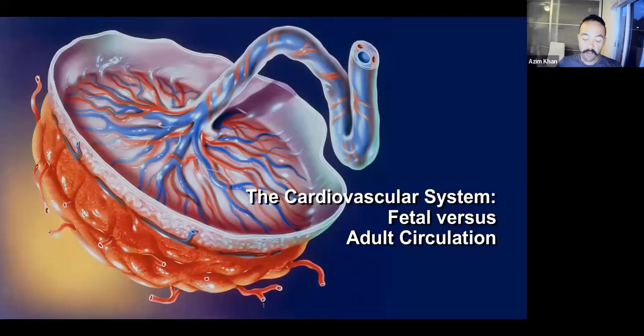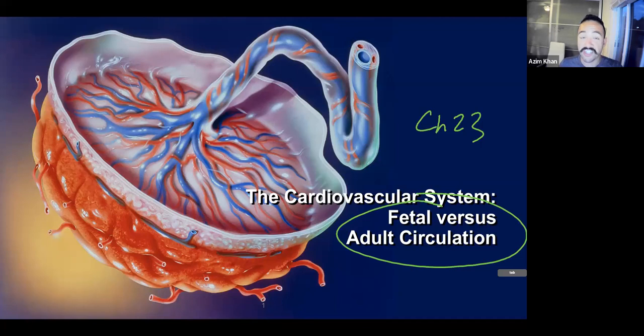Hey everyone, we are in chapter 23, blood vessels. Specifically, we're talking about fetal circulation and how it compares to adult circulation. So this is the third different document that we've gone through here in chapter 23.